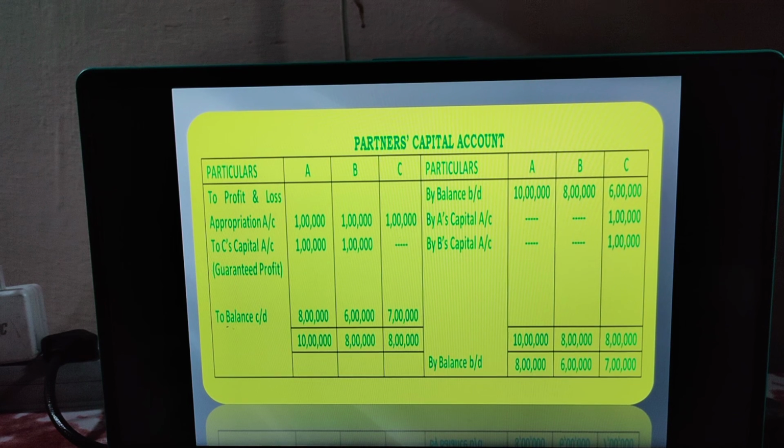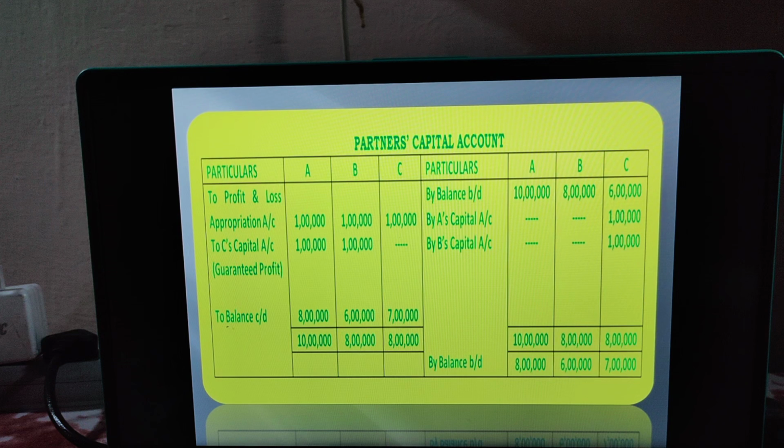Now C's capital account, that is guaranteed profit, would be 1 lakh by A and 1 lakh by B. So partners' capital account debit to C's capital account, guaranteed profit of 1 lakh and 1 lakh. Now the thing is, we have to make the balance. So A's account 10 lakh, B's account 8 lakh and C's account 8 lakh. Now we are getting the balancing figure of A 8 lakh, B 6 lakh and C 7 lakh. Okay, see, that became our balance CD. Now this balance CD will again become the by balance BD: 8 lakh, 6 lakh and 7 lakh.